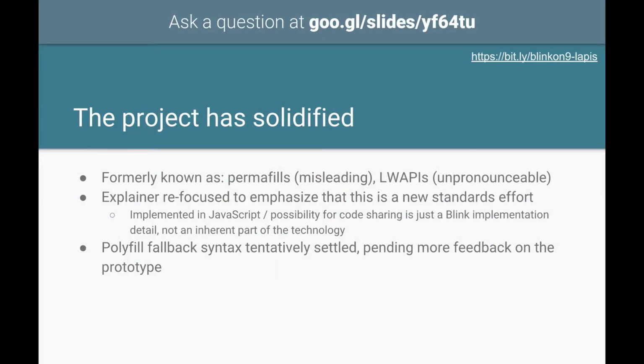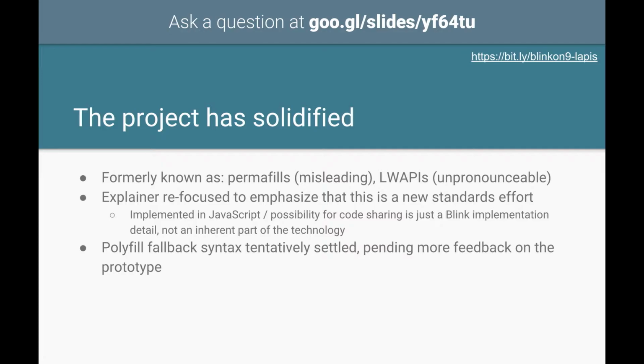OK, so the first thing to note is that we've figured out what we're doing, right? As I mentioned earlier briefly, you may have heard this called by the name permafills. That was a terrible, misleading name that really gave the wrong impression about what we were trying to do. We're not baking libraries into the platform. We're actually standardizing features in the normal way through the web standards process. And we just have these extra constraints. We briefly dallied with the name layered web APIs, but LWAPIs is not pronounceable, so not that.